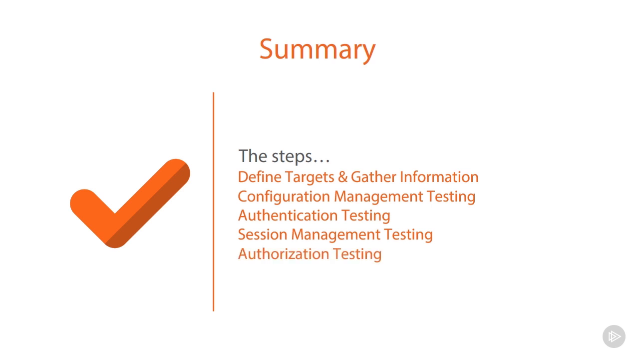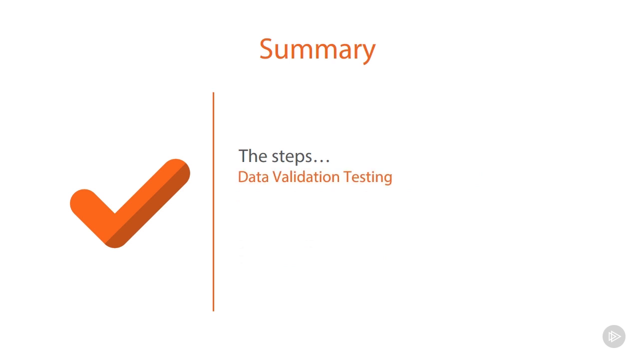We then went through and talked about the authorization testing. This again is where we go through and see if we can do things like escalate our privileges to access other areas of the application, maybe the administrative page. We then talked about data validation. Again, here we're testing for things like SQL injection, cross-site flashing, or even a stored cross-site script.